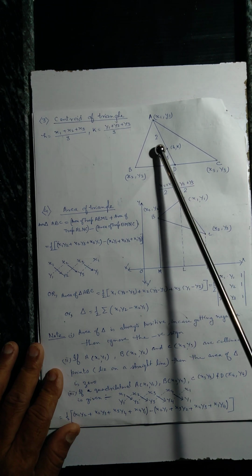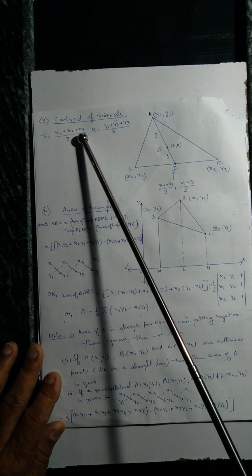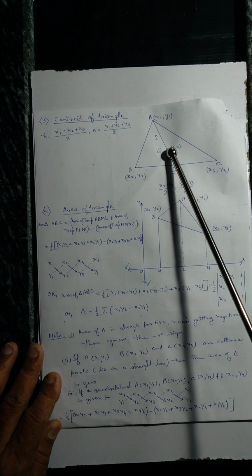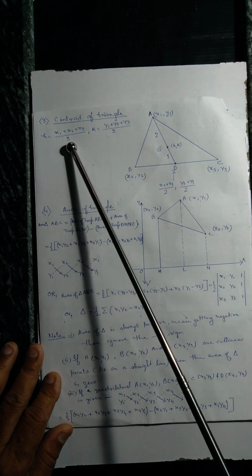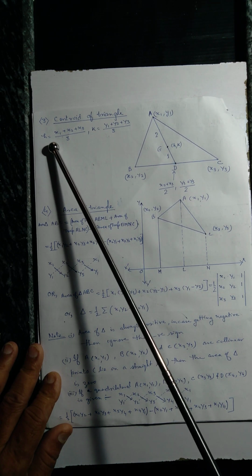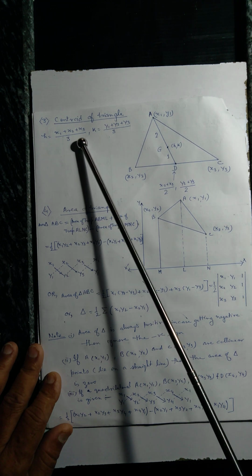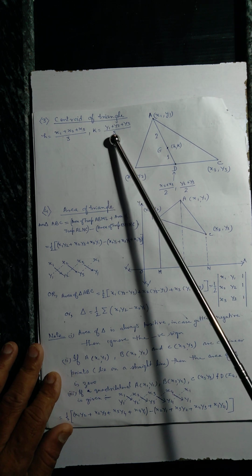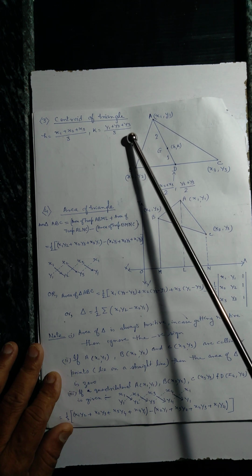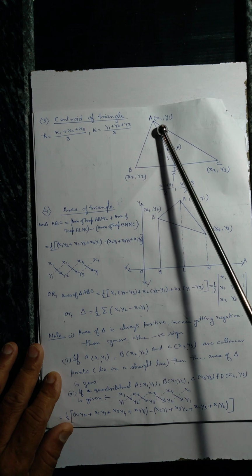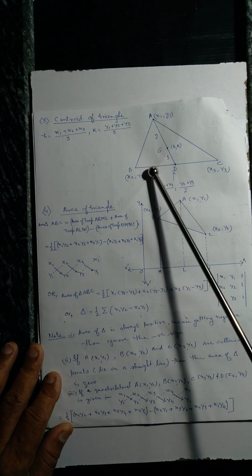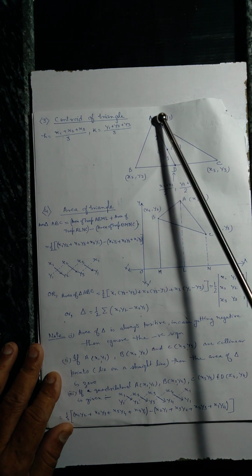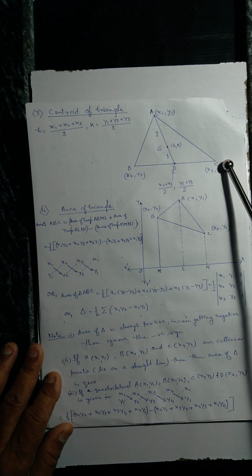Now we have to find the coordinate of the centroid, that is H, K. Here I have taken H, K as the coordinate of the centroid. So H is equal to (x1 plus x2 plus x3) upon 3, and K is equal to (y1 plus y2 plus y3) upon 3. You see x1, y1, x2, y2, x3, y3 are the coordinates of the points A, B, C respectively.